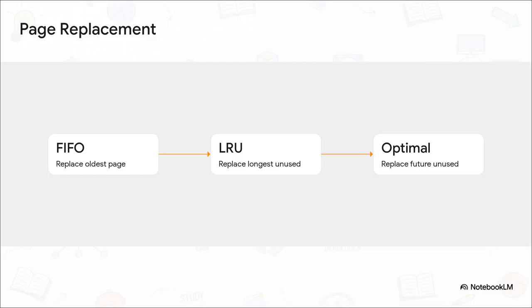First in, first out, which literally just replaces the oldest page. Least recently used, or LRU, which looks backward in time to replace the longest unused page. And optimal, which is kind of cool because it looks forward in time to replace the page that won't be used for the longest period. Seriously, master these 3 and your score is going to skyrocket.